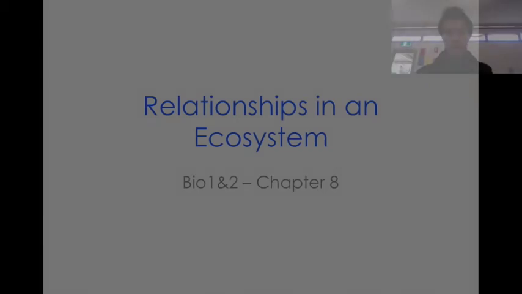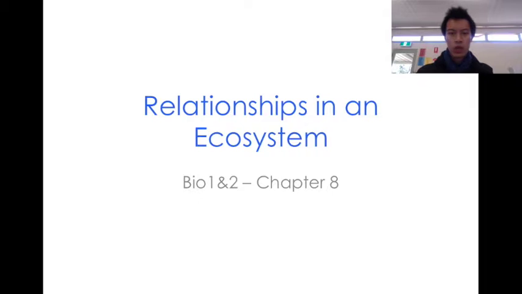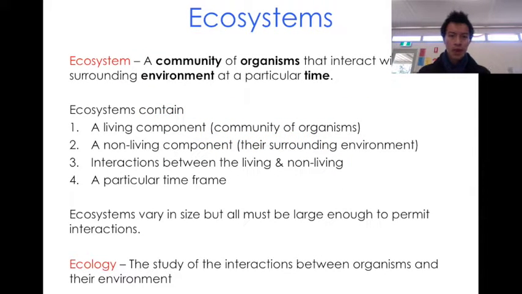Okay. All right, so here's the first part. We're going to take a look at what an ecosystem is, and we're going to introduce you guys to the biotic and abiotic components of an ecosystem. So we define an ecosystem as a community of organisms that interact with their surrounding environment at a particular time. And there are a few keywords in there.